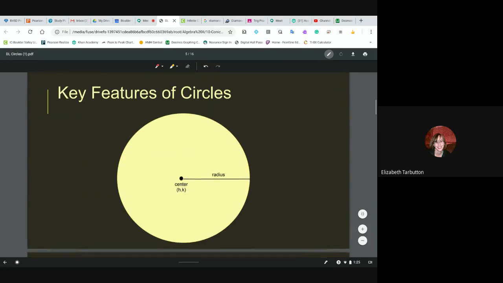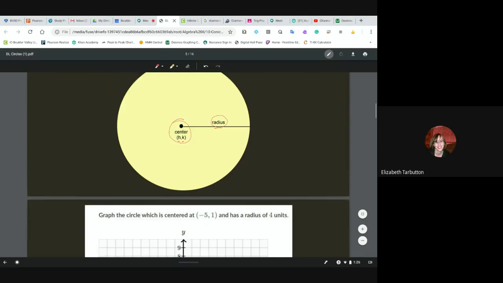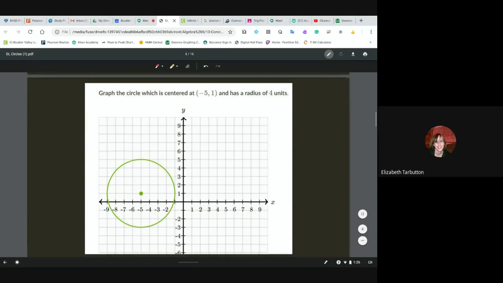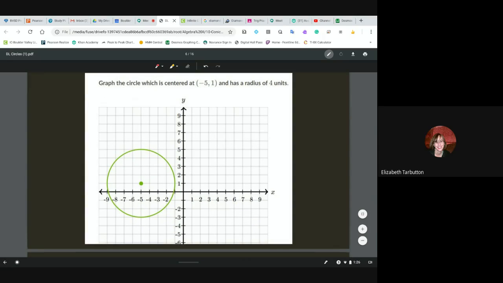So some key features of a circle would be the center, which we usually refer to with a coordinate pair of h as the x-coordinate and k as the y-coordinate, and then the radius. So we can utilize those key features to solve some problems. So here's a circle. You can see that its center is at -5, 1, and then its radius is 4 units, 1, 2, 3, 4 units for the radius.